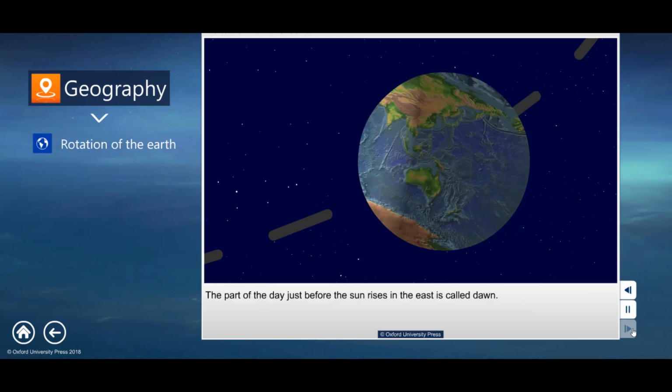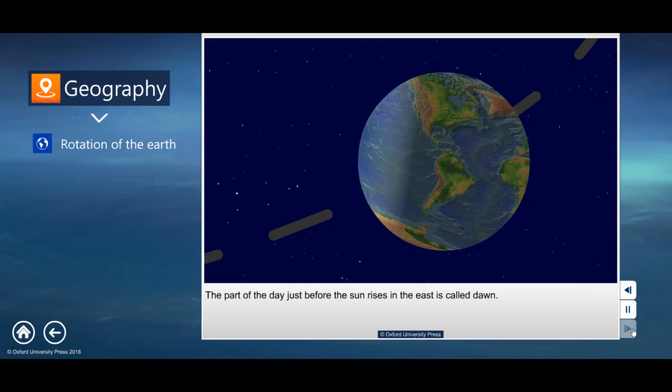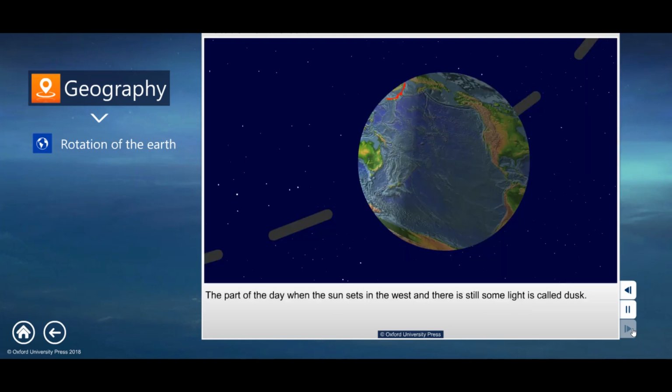The countries in the eastern part of the globe experience sunrise earlier than the countries in the west. Can you name the country known as the Land of the Rising Sun? The Land of the Rising Sun is Japan.